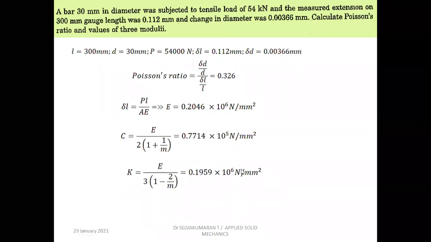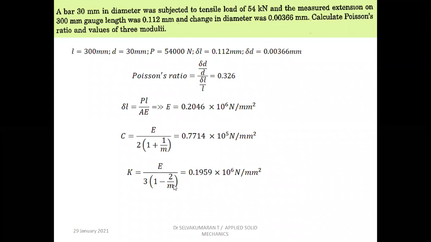Bulk modulus K is equal to E divided by 3 into 1 minus 2 by m. So substitute the value of E, Young's modulus, and 1 by m, Poisson's ratio. You get bulk modulus as 0.1959 into 10 power 6 Newton per mm square.